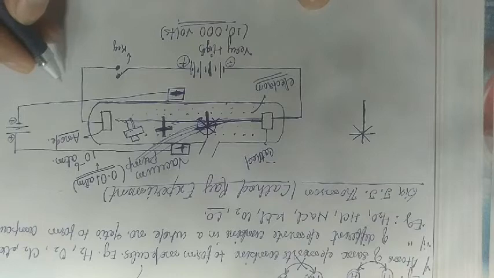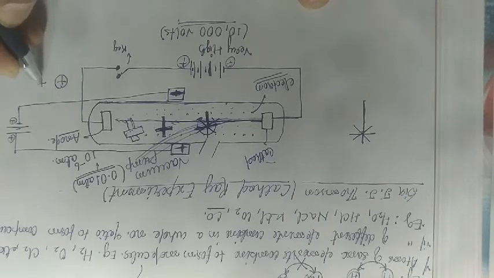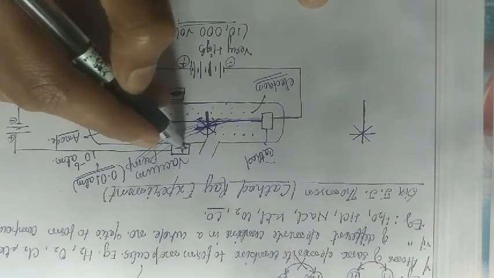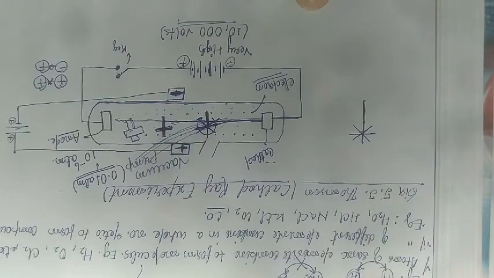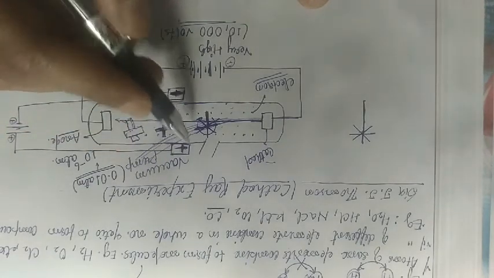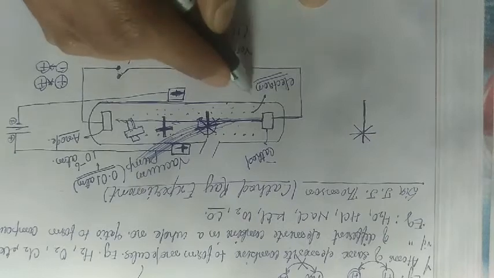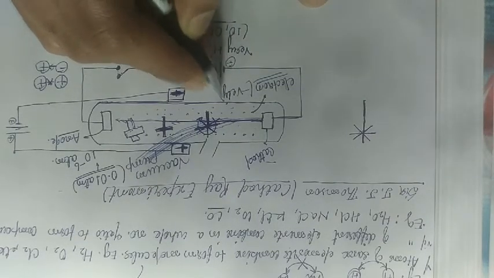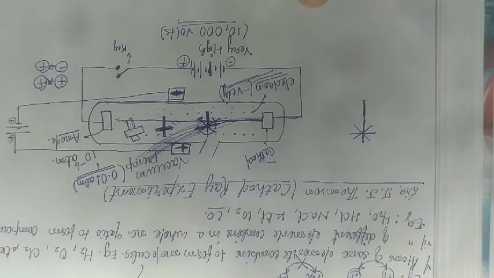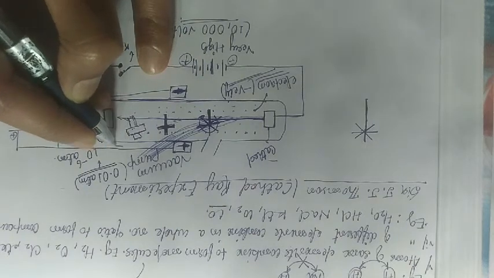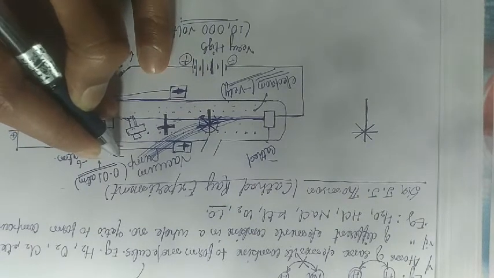As we all know, like charges repel, and negative and positive attract each other. So since this ray is traveling toward the positive plate, we can say that this ray, or the particle present in this ray, is negatively charged. Okay. Now next, what he has done, he placed one magnet here.